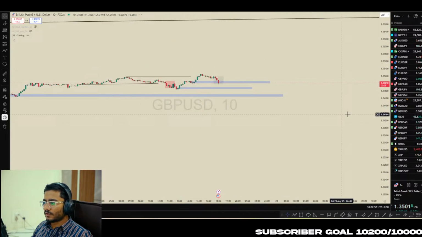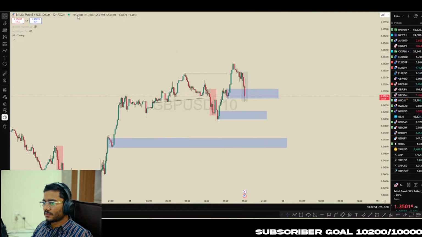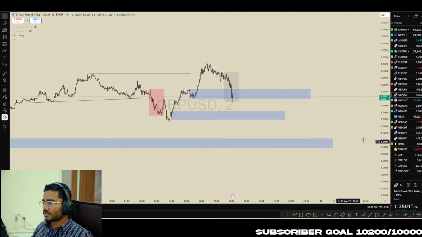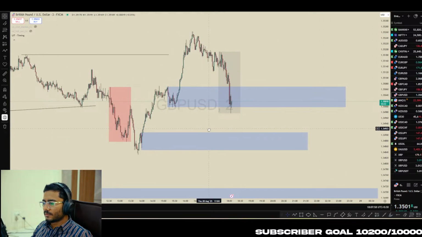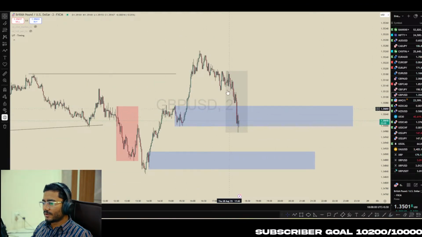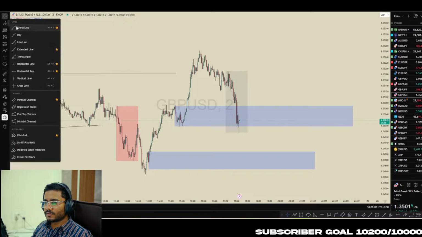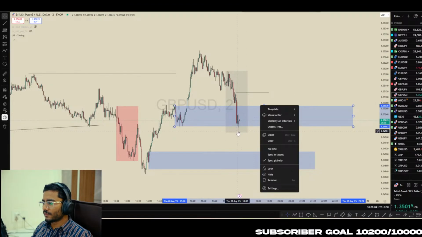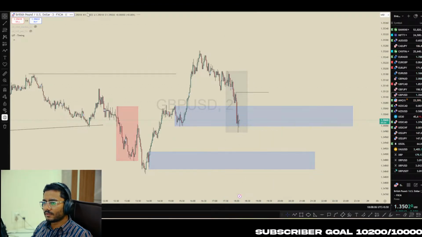Same thing, I marked the order block on GBP USD. This is not a great block, it's not that good. So we want price to give us a reversal. For example, we want price to break this high.